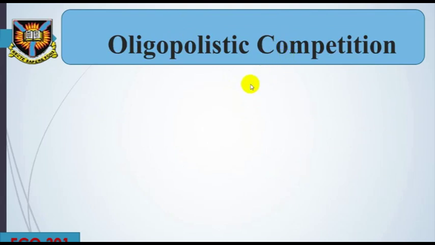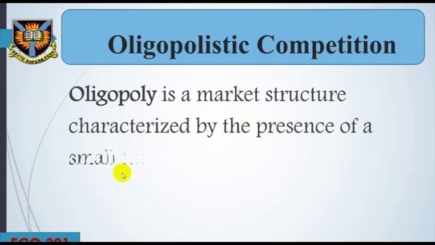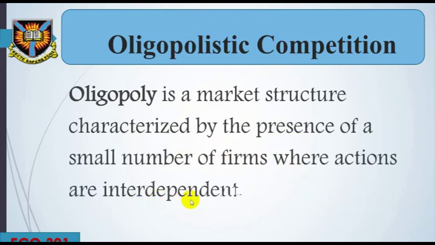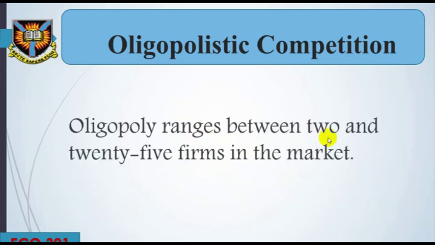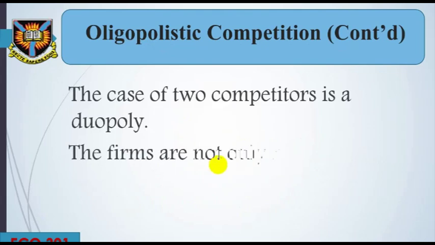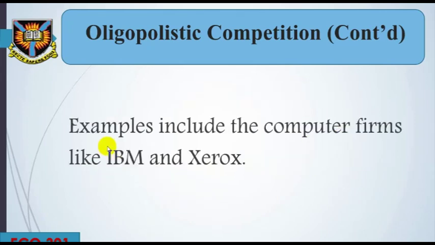Oligopolistic competition. Oligopoly is a market structure characterized by the presence of a small number of firms where actions are interdependent. A change in the output or price of one firm influences the sales and profit of other competing firms. Oligopoly ranges between 2 and 25 firms in the market. The case of two competitors is a duopoly. The firms are not only relatively but absolutely large. Examples include computer firms like IBM and Xerox.